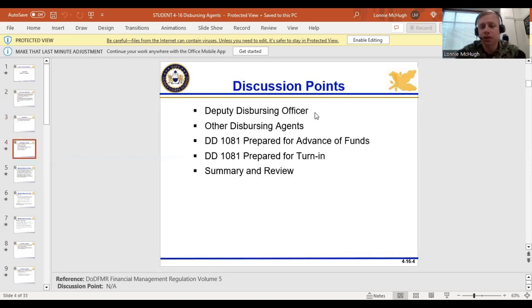So that makes up most of our discussion points. Our first one is the Deputy Disbursing Officer. Our next one is other disbursing agents, which breaks down into a few other categories. And then we'll go into the forms that we use, the DD 1081, and that is to advance funds and is also to turn in funds. And so that is us as a disbursing officer advancing funds to the deputy or one of these other agents that we're talking about. And the turn in is one of those agents turning that money back into us. And then we'll roll right into our summary and review.